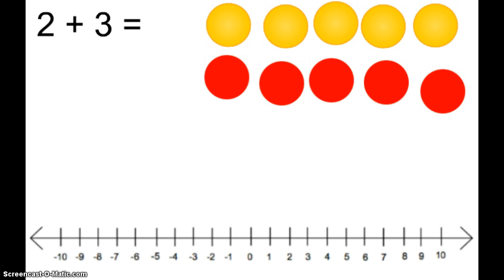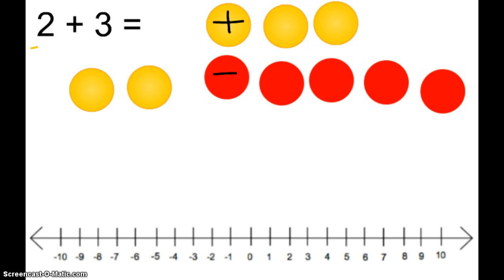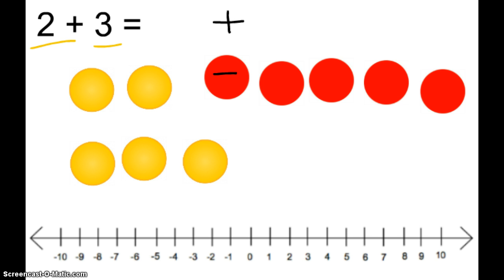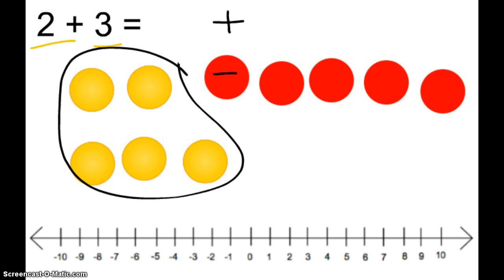Adding integers. I'm going to show you a couple of ways to model adding integers. First of all, on the two-color counters, the yellow are positive and the red are negative. I'm going to start with 2 positives, and to that I'm going to add 3 more positives, 1, 2, 3. So you ask yourself, do I have any zero pairs? Is anything going to zero out? No, because I only have positives. So 2 plus 3 is 5.